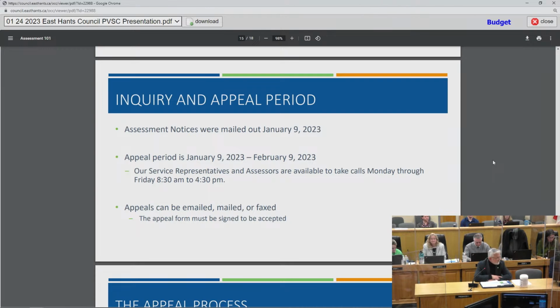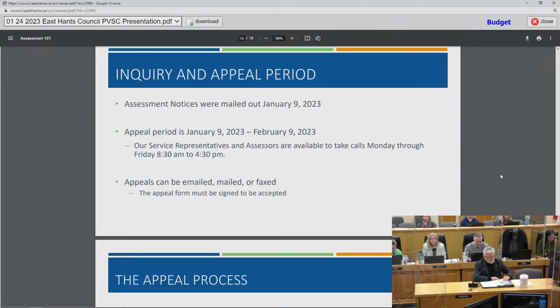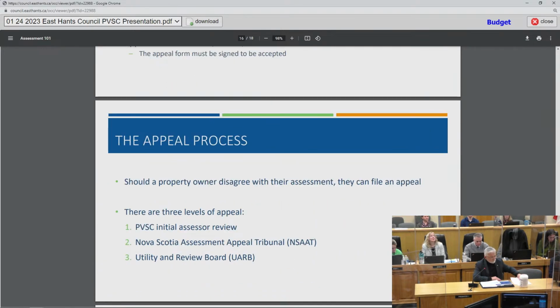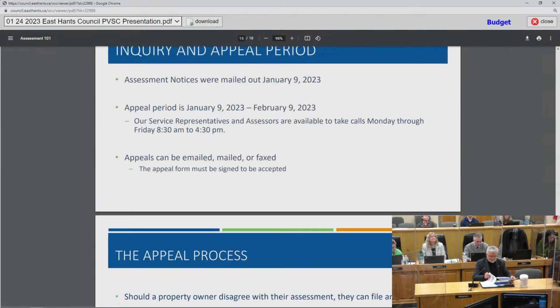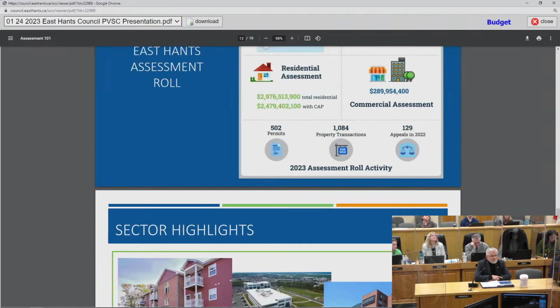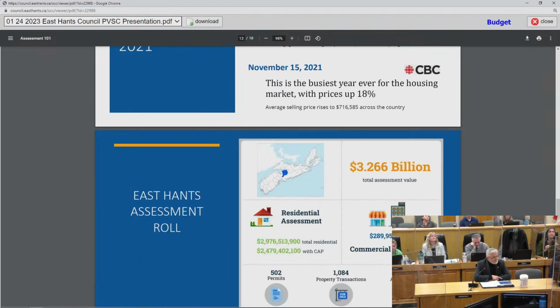I just have a couple more slides here, so I'm conscious of time. With the slide on inquiry and appeal period, this is number 15 here. I think I left it off. Appeals can be emailed, mailed, or faxed. The majority of appeals that we receive annually come in by email now. The instructions are on the back of the assessment notice with the appeal form.